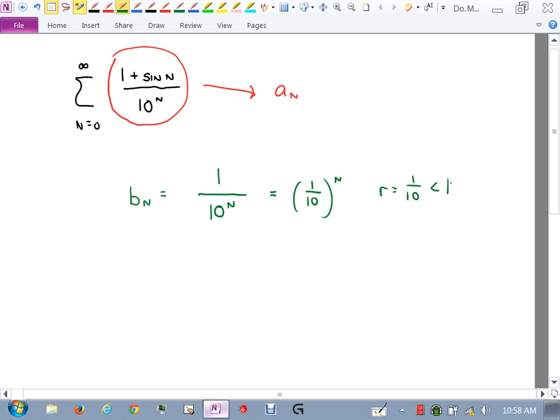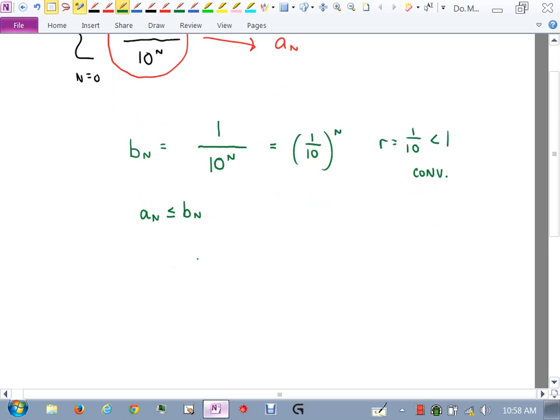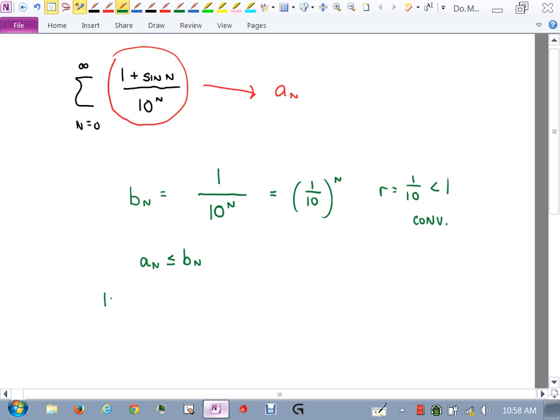The problem I think you're going to run into is when you actually try and run the comparison. Because for the comparison test, if your b sub n converges, which it does, then the inequality we would need to have hold would be what? We need our a sub n's to be less than or equal to b sub n's, right? And you might have a little issue with this inequality. If I have my a sub n, which is (1 plus sine n) over 10 to the n, is that less than or equal to 1 over 10 to the n?